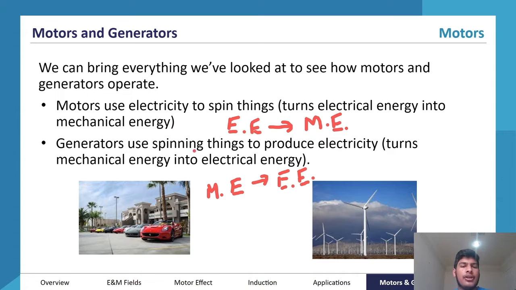Generators, on the other hand, use spinning things to produce electricity. So for example, wind turbines, right? We've got the wind that's actually turning the turbine. We've got the wind producing a torque on the turbine that results in turning. So if we hook it up to a generator, that turning, that kinetic energy, is transitioned into electrical energy. So that's what generators do.